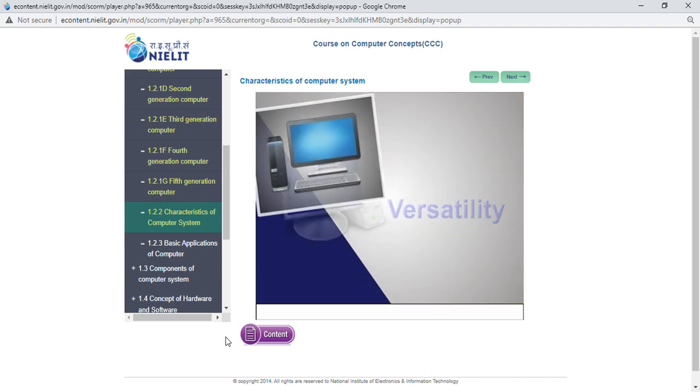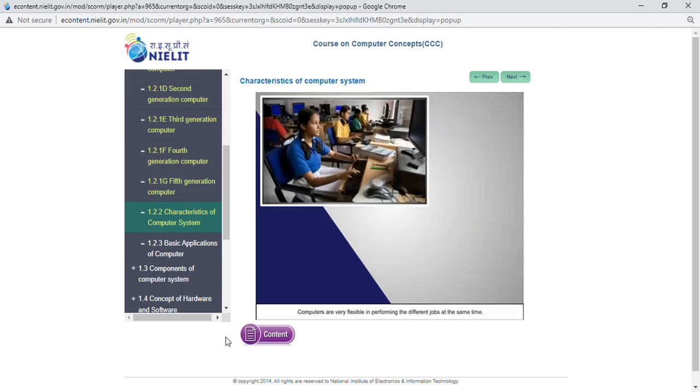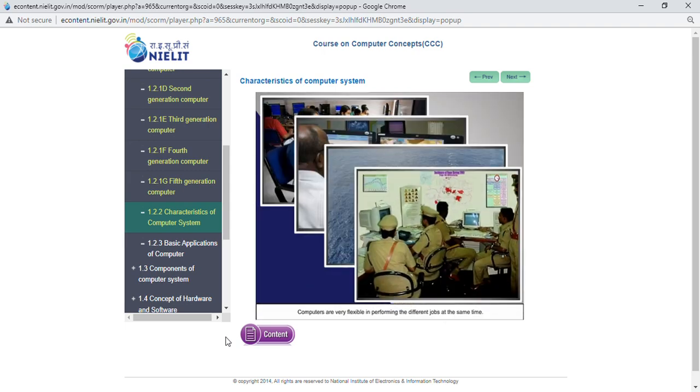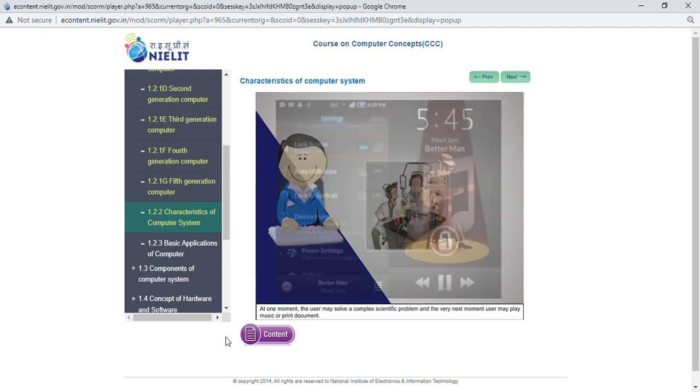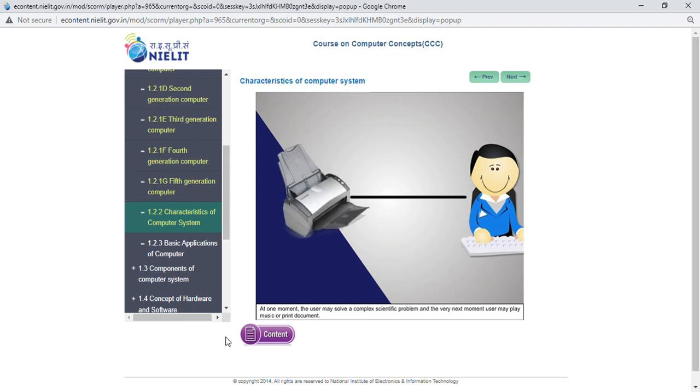Versatility. A computer is a very versatile machine. Computers are very flexible in performing different jobs at the same time. This machine can be used to solve problems relating to different fields. At one moment, the user may solve a complex scientific problem, and the very next moment, the user may play music or print a document.